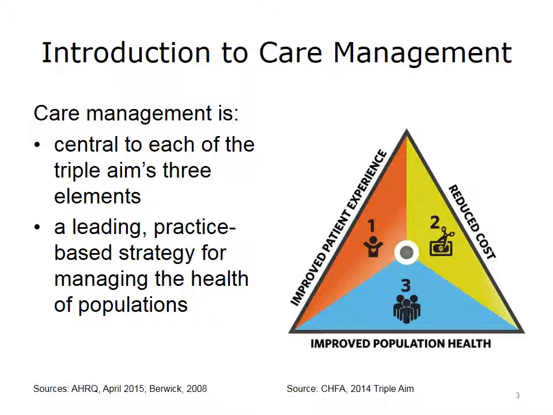Care management has emerged as a leading practice for managing the health of a defined population, which is central to each of the Triple Aim's three elements. Unlike case management, which tends to be disease-centric and administered by health plans, care management works toward appropriately intervening with all patients in a given population to reduce health risks and decrease the cost of care.